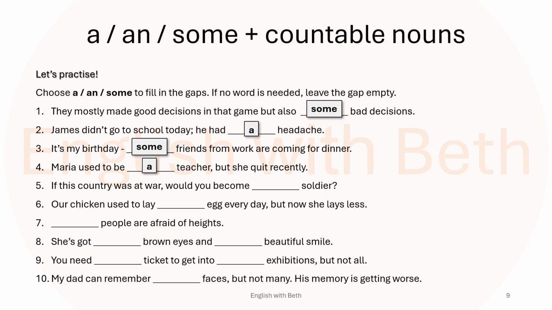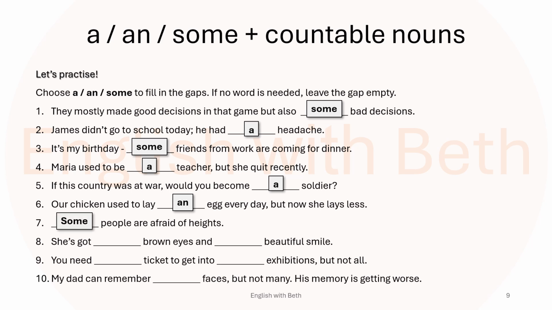Number 5. If this country was at war, would you become a soldier? Soldier is a countable noun. It's singular, so we have used a. Number 6. Our chicken used to lay an egg every day, but now she lays less. Here we have used the indefinite article an because egg is a singular countable noun and it begins with a vowel sound.